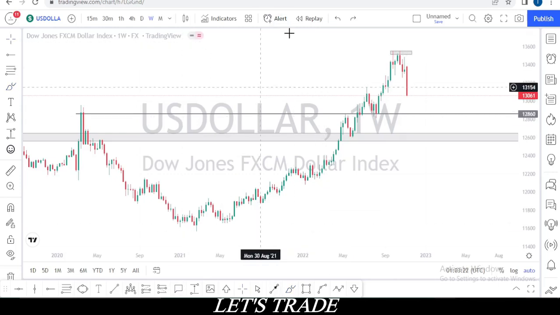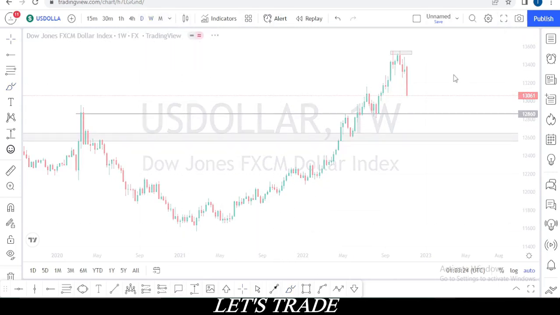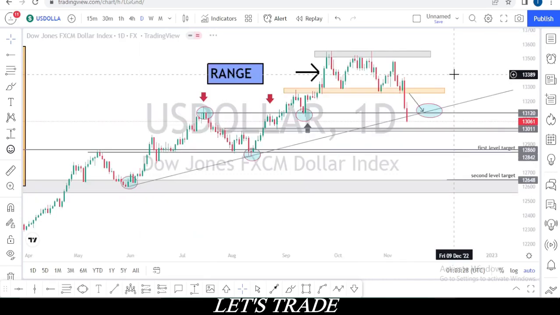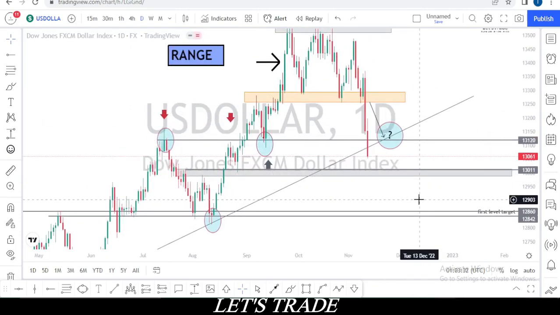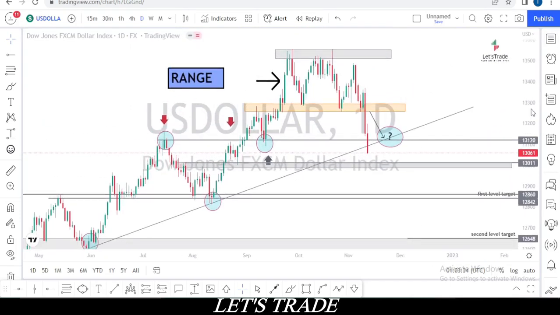Let's go to the daily time frame. Let's see what's happening on the daily time frame. Let's get a clearer picture of what is actually going on. Yes, this is the daily time frame. I've been posting this chart a lot. If you're on the Telegram channel, you know what I'm talking about.